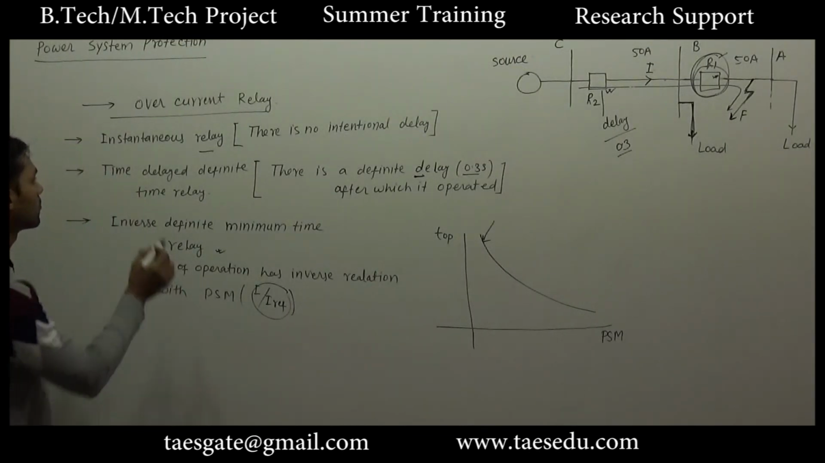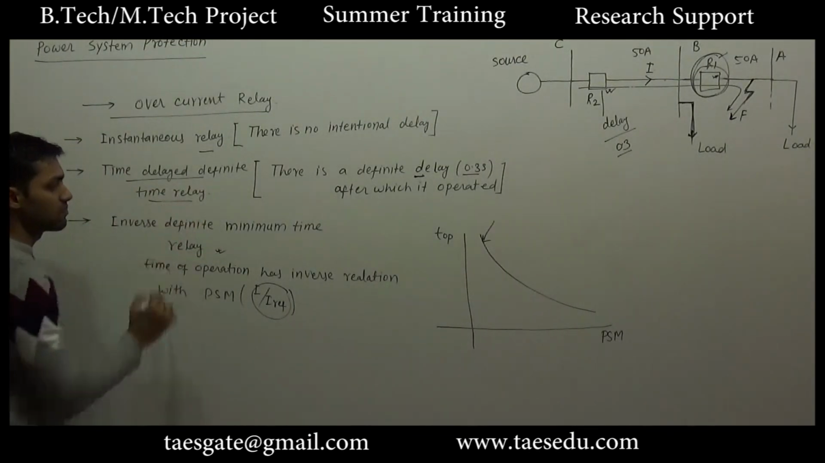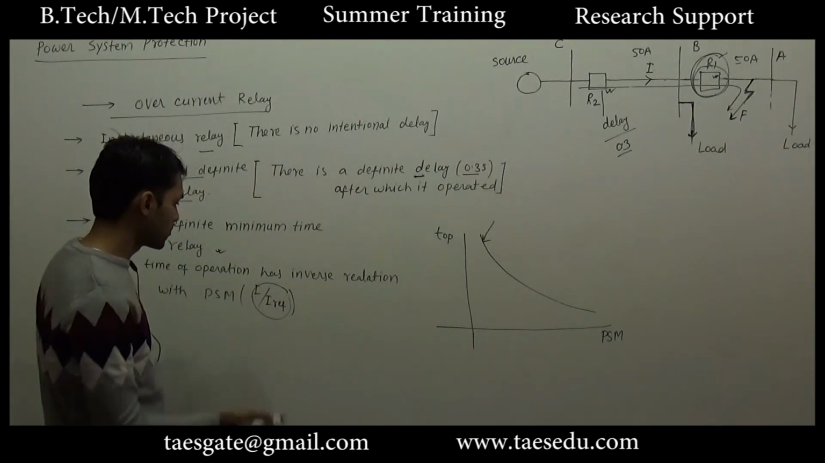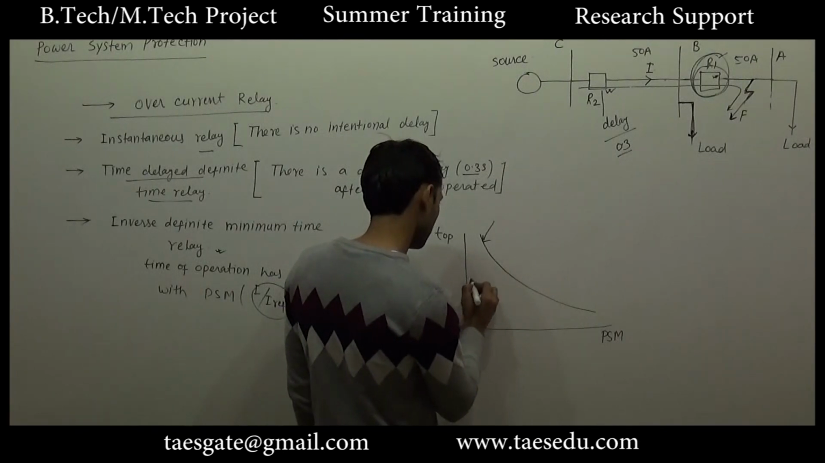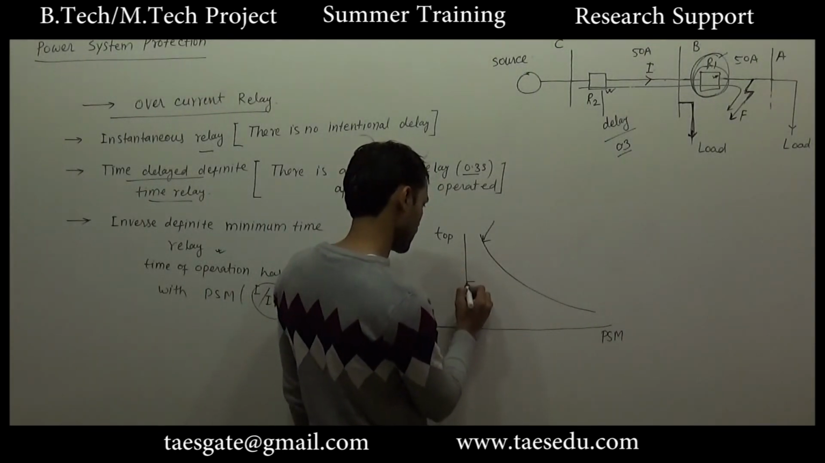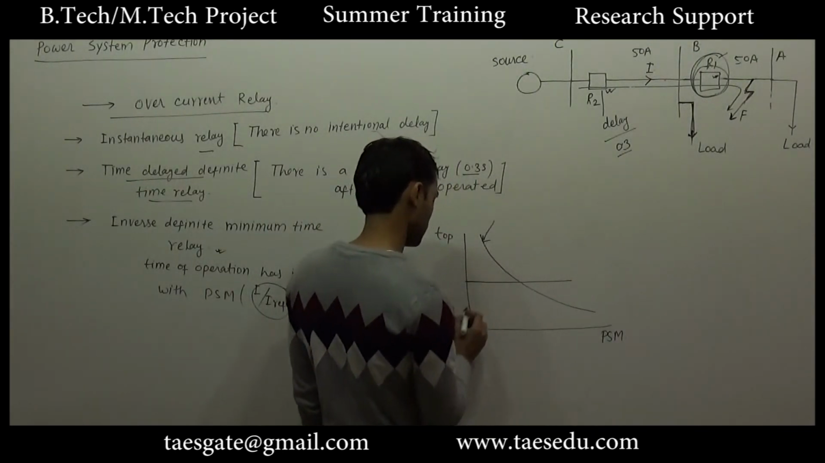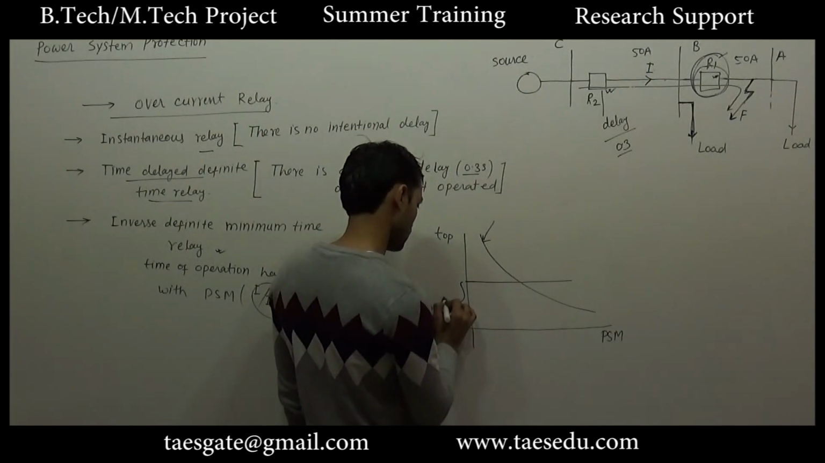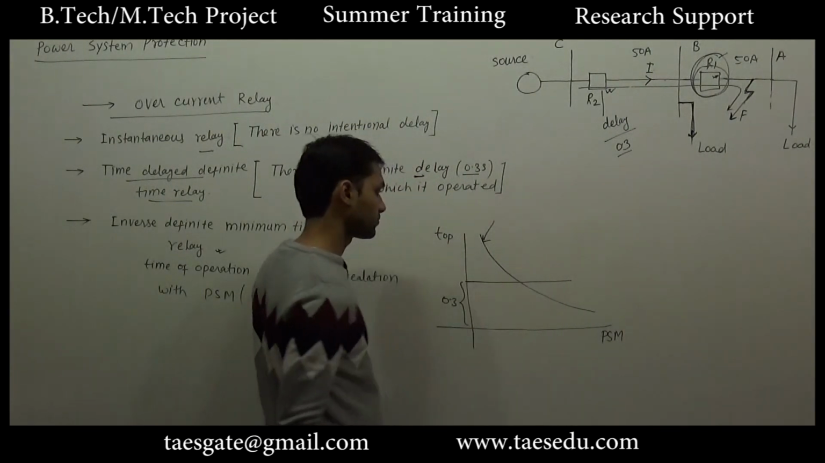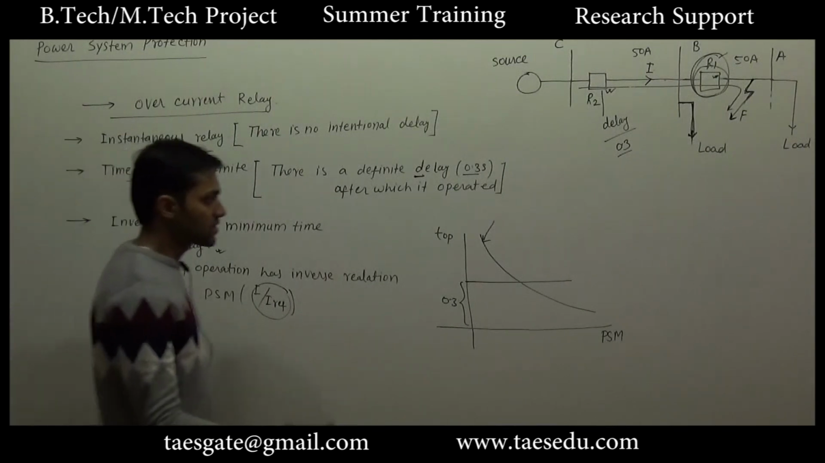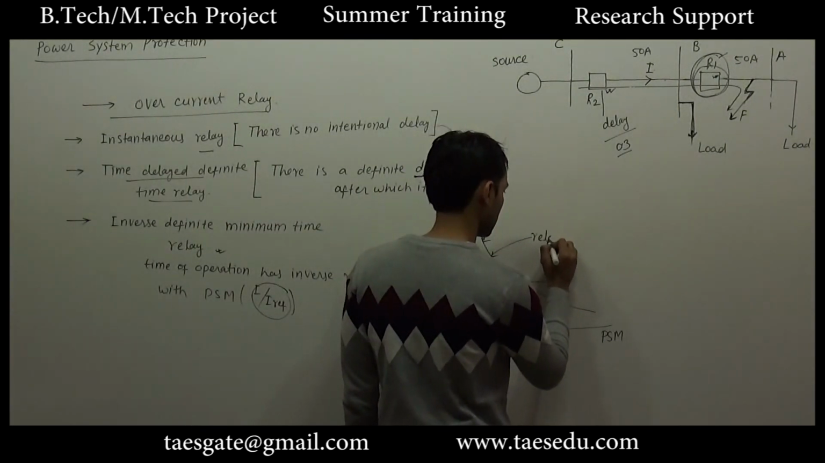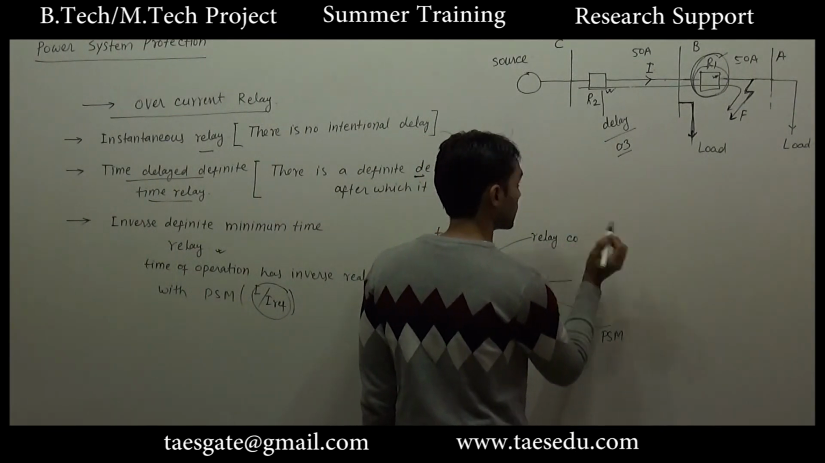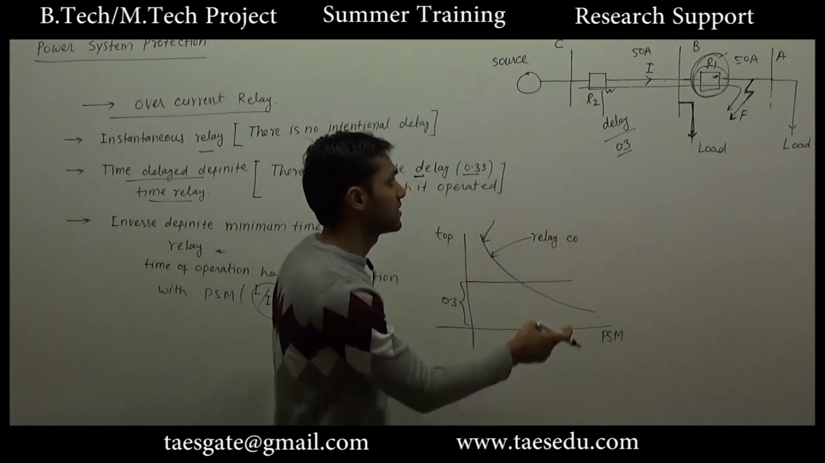And how will the graph of the time delayed definite time relay look? It has nothing to do with this ratio. If there is a fault, the time of operation will be fixed. This is 0.3 seconds. But this type of characteristic is used in relay coordination, the relay coordination that I discussed here.